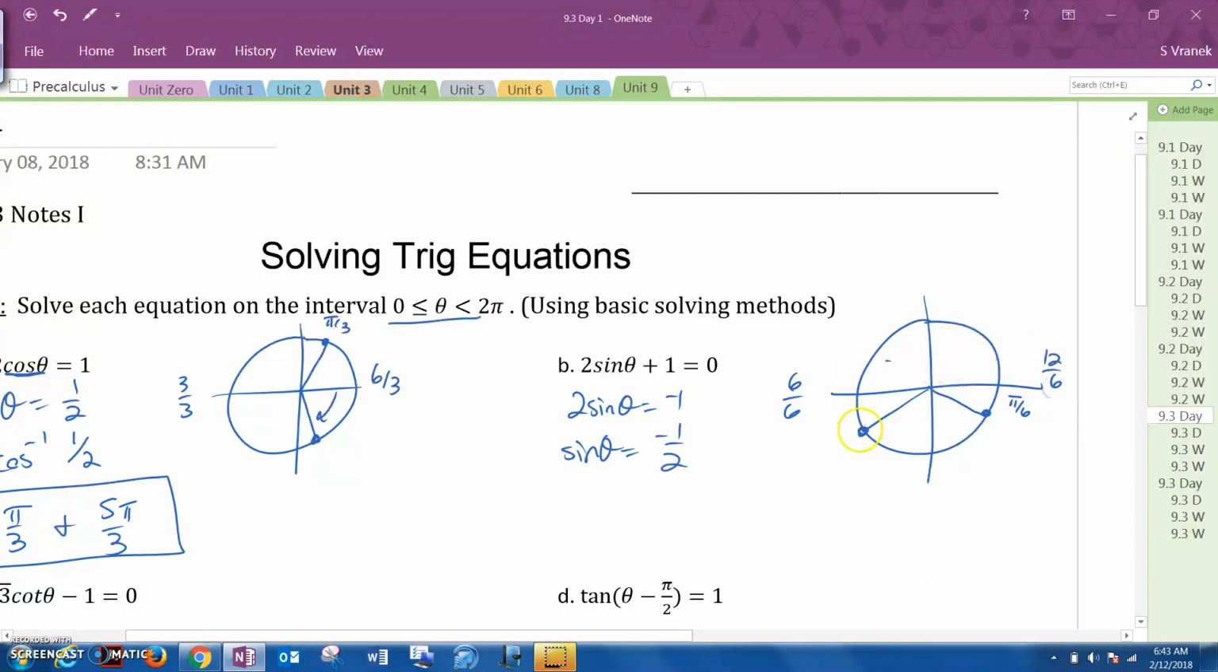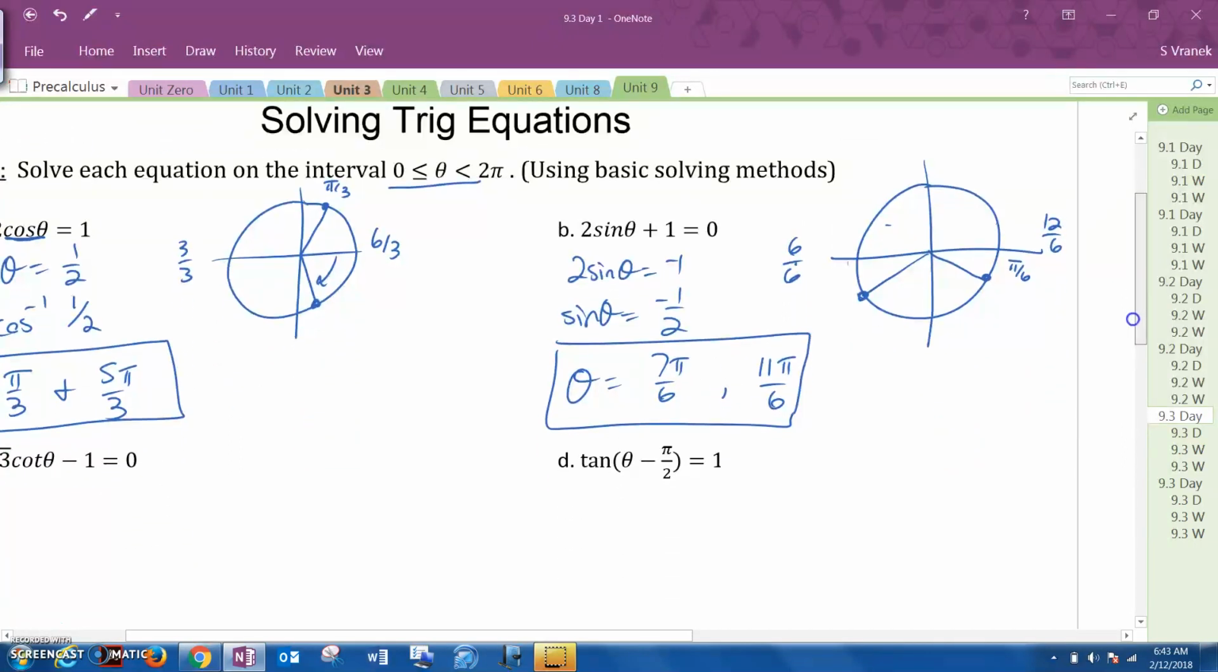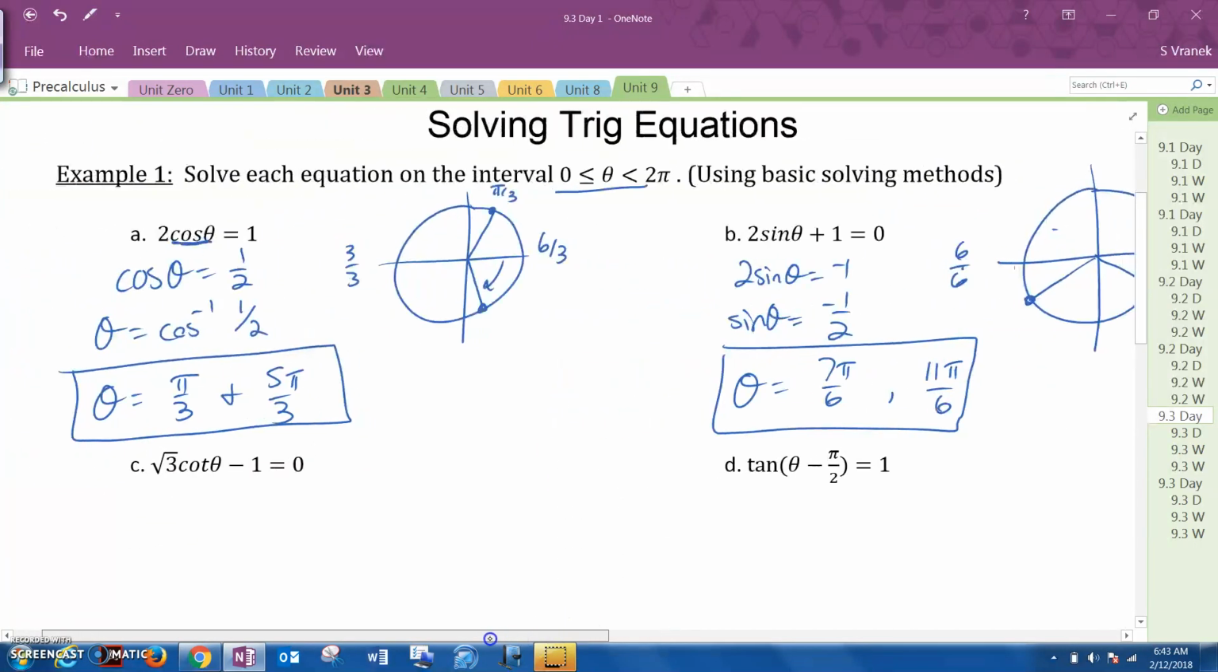So I look at this spot. This spot is one more than this one. So I get theta is equal to 7 pi over 6. This one is one less than 12, so I get 11 pi over 6. And those are my two answers. Alright, halfway done. Let's do two more.